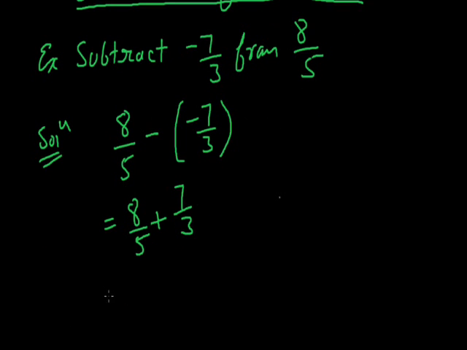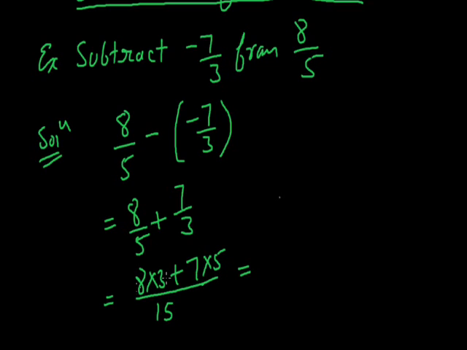So now we take the LCM of 5 and 3. The LCM of 5 and 3 is 15. Now 15 divided by 5 we get 3, and 3 is multiplied by the numerator 8. So 8 into 3, now there is a plus sign, so we write plus. Now 15 divided by 3 we get 5, and 5 is multiplied by 7, so we get 7 into 5.